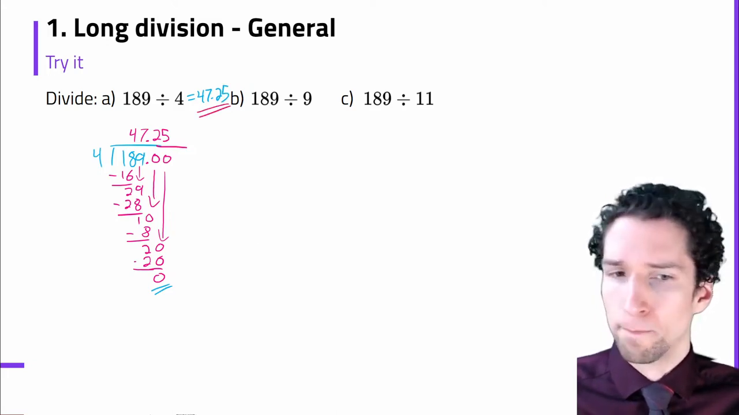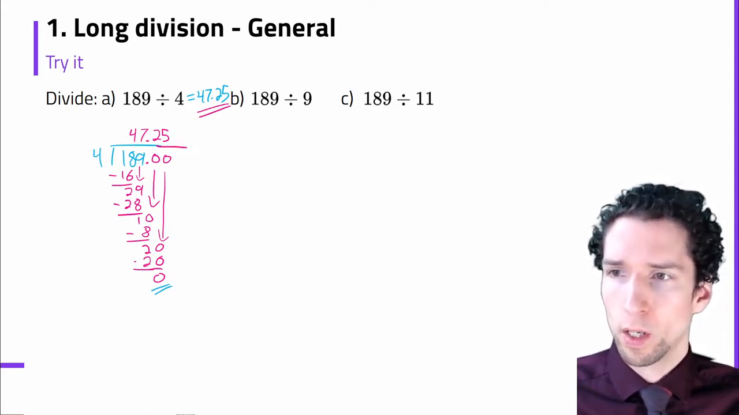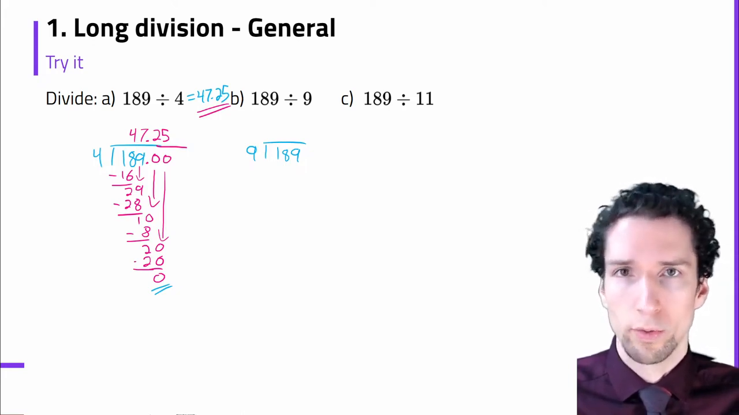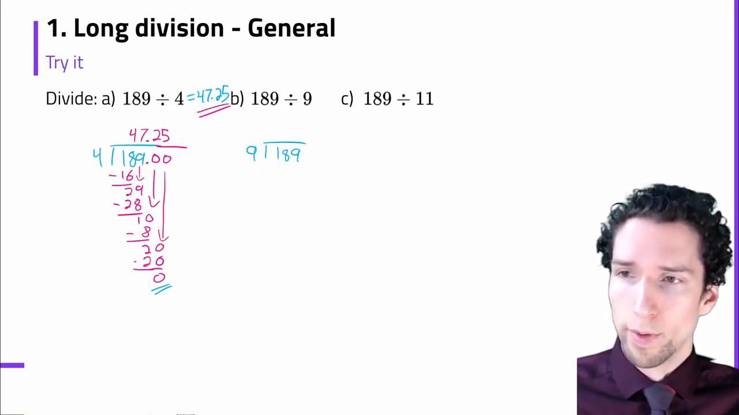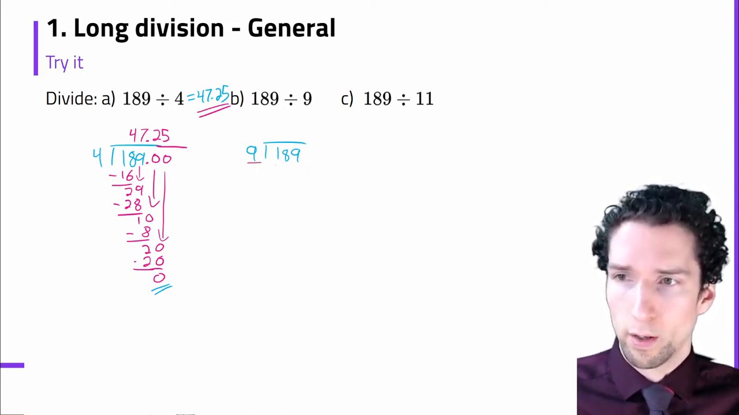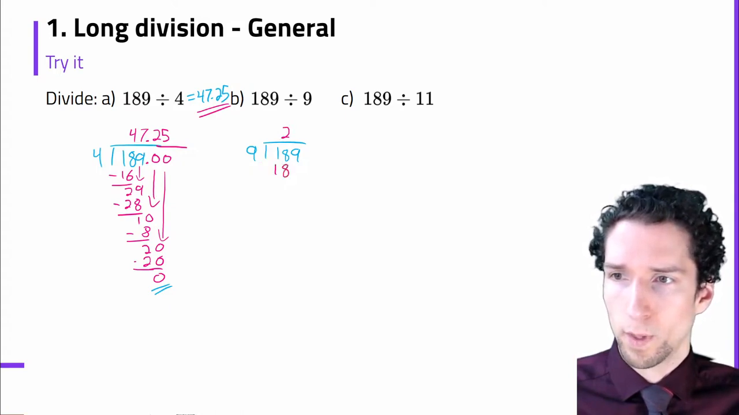Okay. So that's that one. The next one here, 189 divided by 9. 189 looks like a multiple of 9, so I think we're going to get a really nice clean number here. I can already see what it's going to be, but let's do the long division anyways. 18 divided by 9. So how many times does 9 go into 18 here? That's 2 times, and then 2 times 9, 18.